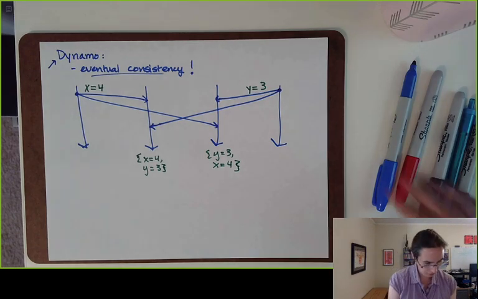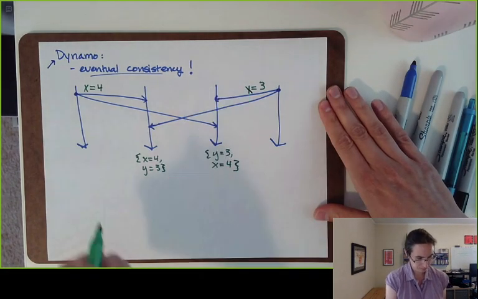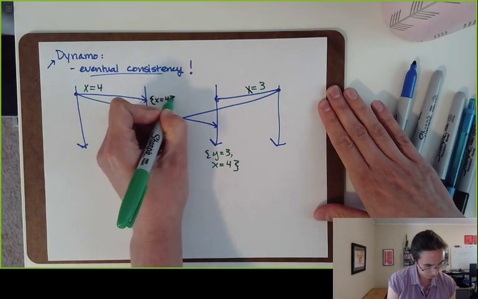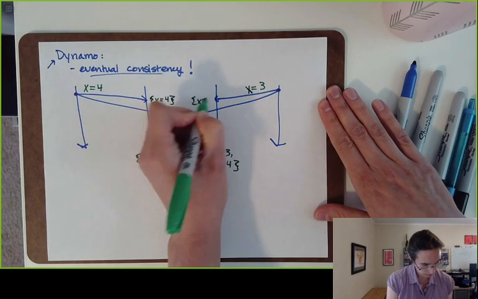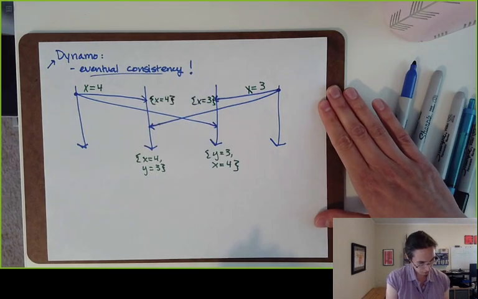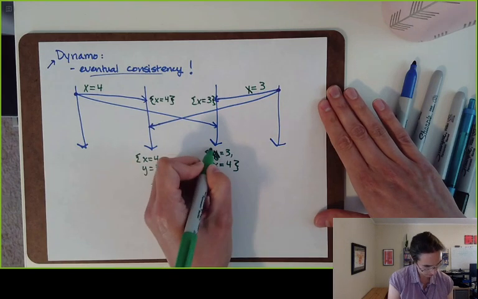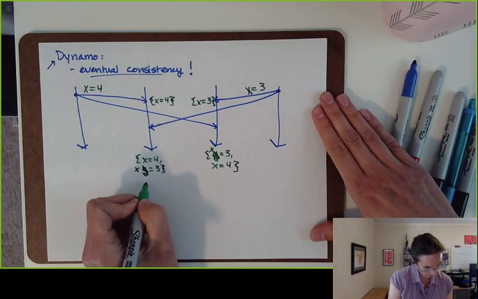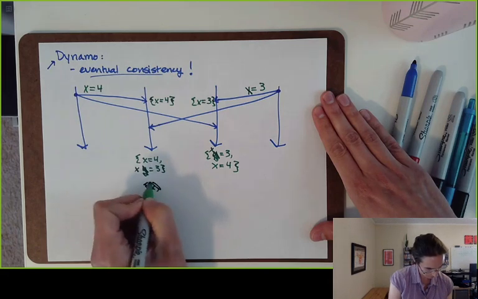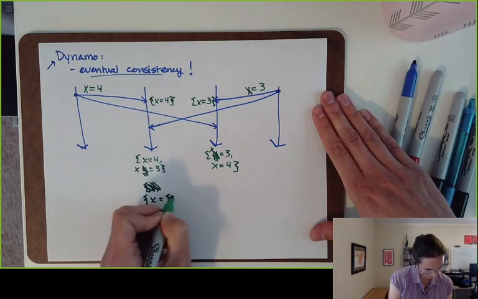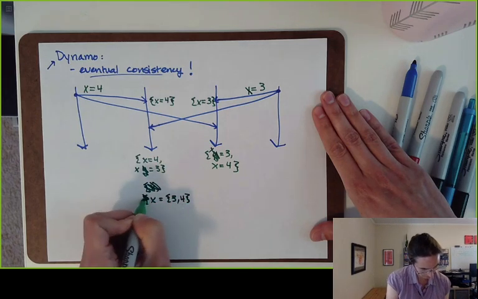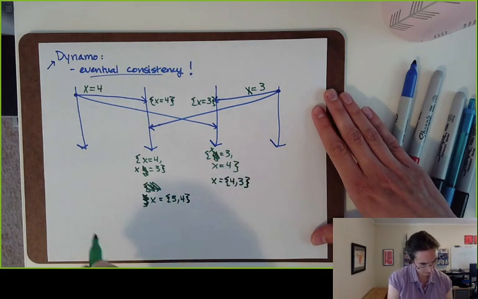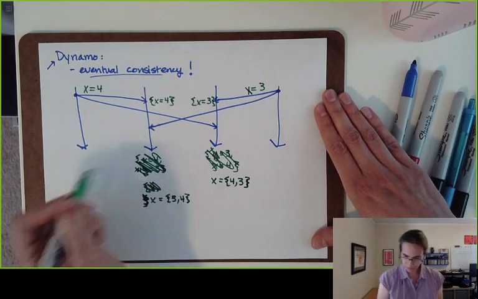Well, let's make it concrete. Let's change this y to an x here. At this point we just have x is 4 over here, and at this point, we have x is 3. What if I just change all of my y's to x's here? What if I have something like that? Or maybe an easier way to write it is like this. Okay, so what did I do here?